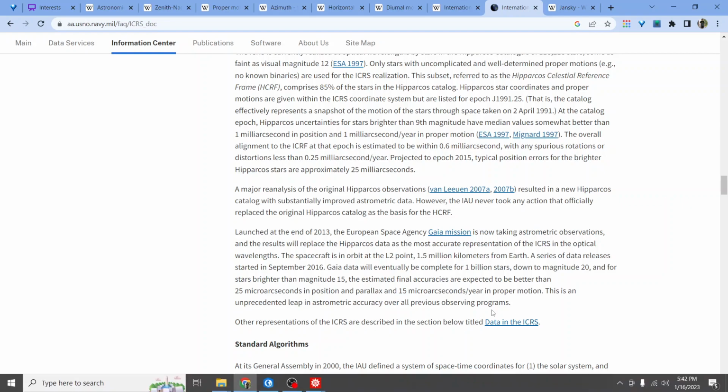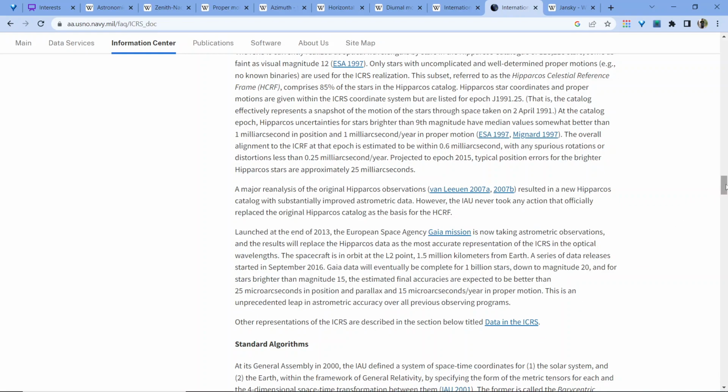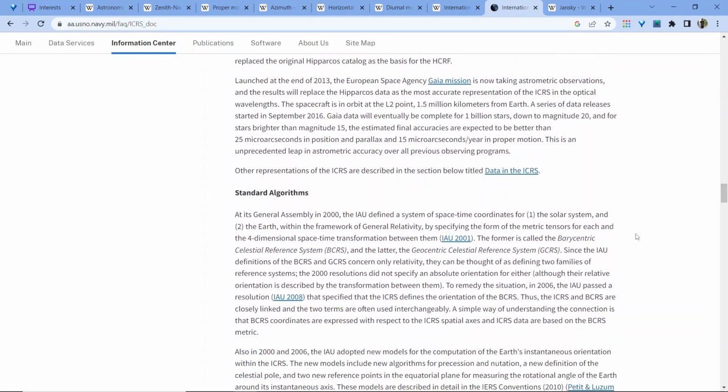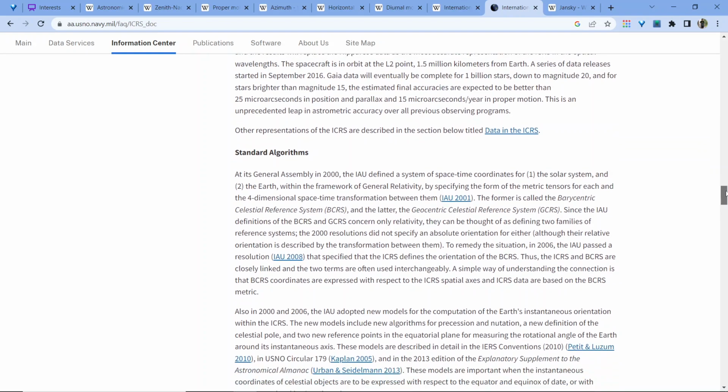Other representations of the ICRS are described in the section below titled Data in the ICRS. Standard algorithms. At its General Assembly in 2000, the IAU defined a system of space-time coordinates for 1, the solar system, and 2, the Earth, within the framework of general relativity by specifying the form of the metric tensors for each and the four-dimensional space-time transformations between them. The former is called the Barycentric Celestial Reference System, BCRS, and the latter the Geocentric Celestial Reference System, GCRS. Since the IAU definitions of the BCRS and GCRS concern only relativity, they can be thought of as defining two families of reference systems. The 2000 resolutions do not specify an absolute orientation for either, although their relative orientation is described by the transformation between them.